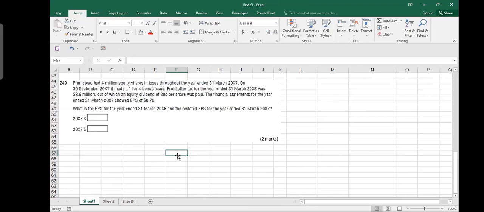What is the EPS for the year ended 31st March 2008 and the restated EPS for the year ended 31st March 2007? Now, what is restated EPS? So you have to calculate EPS for 2 years, the previous year, and the restated EPS as well. What would be the restatement for the previous year? What is the concept of restated EPS? Now, it looks like I'm actually going back to explain the EPS topic again. Does somebody remember what was the concept of restated EPS?